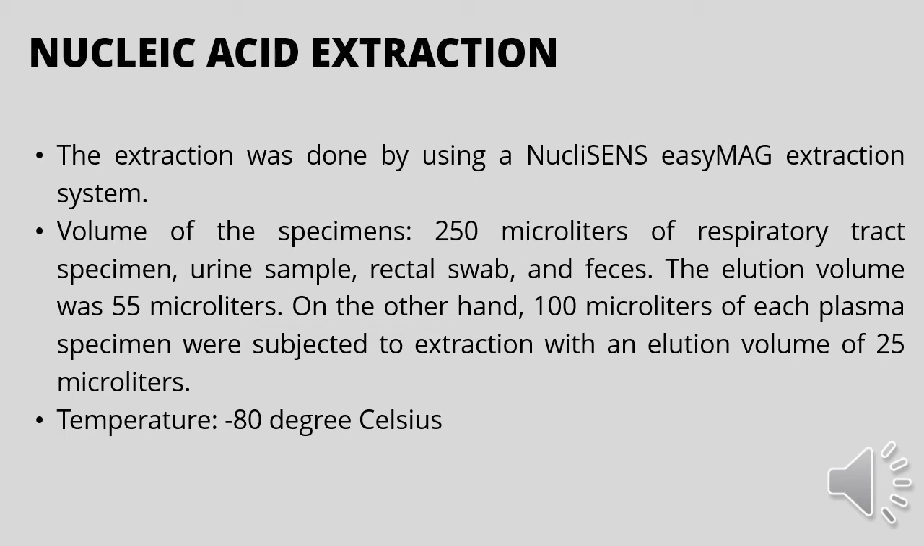In general, 250 microliters of each respiratory tract specimen, urine sample, fecal swab, and feces were subjected to extraction with an elution volume of 55 microliters, and 100 microliters of each plasma specimen were subjected to extraction with an elution volume of 25 microliters. The extracts were stored at negative 80 degrees Celsius until use. The same extracted product of each specimen was used for all the RT-PCRs.